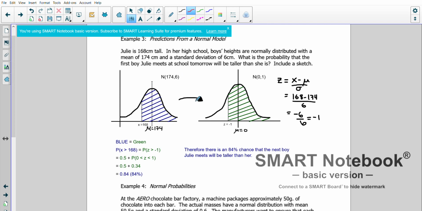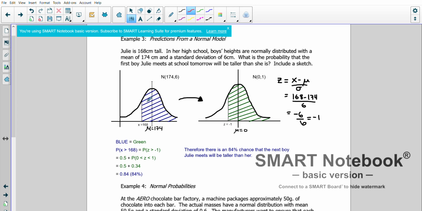Julie is 168 centimeters tall. In her high school, boys' heights are normally distributed with a mean of 174 centimeters and a standard deviation of 6 centimeters. What is the probability that the first boy Julie meets at school tomorrow will be taller than she is? So we're going to draw a sketch to kind of show what's going on here. So again, think about it, heights. This would take the shape of a normal distribution. As I already demonstrated, you'd have a few short guys, but the majority of them would probably be close to around the average, and then you'd have a couple of people out here who are probably pretty tall.